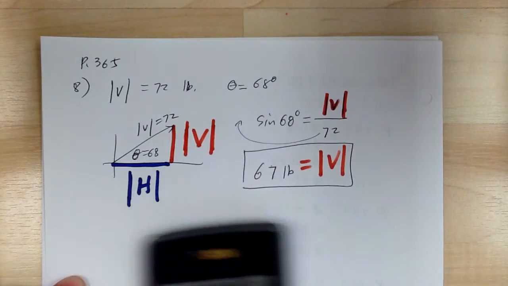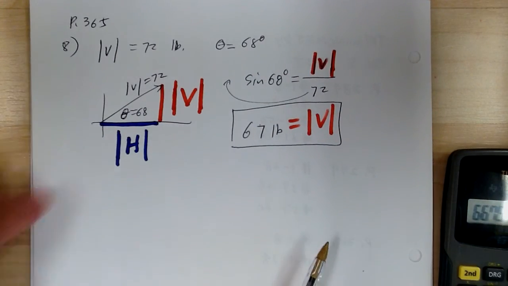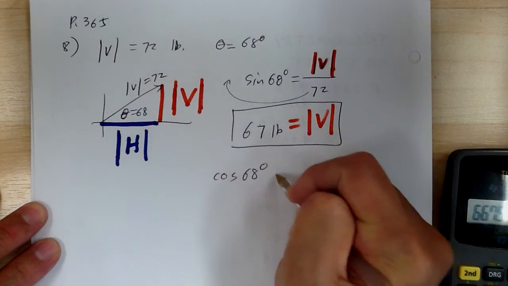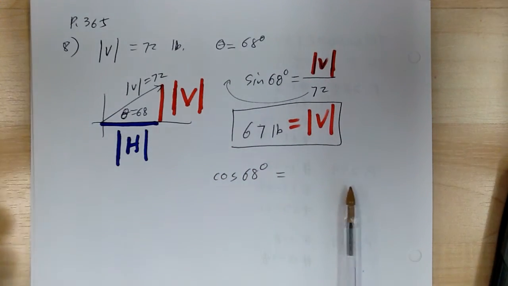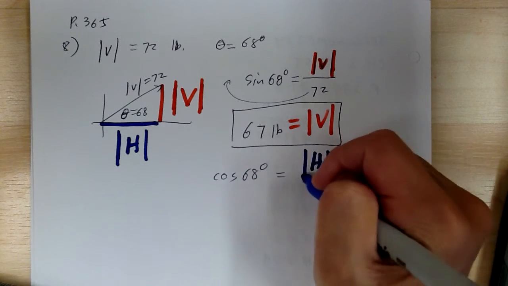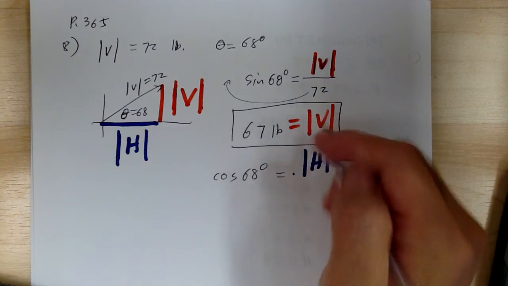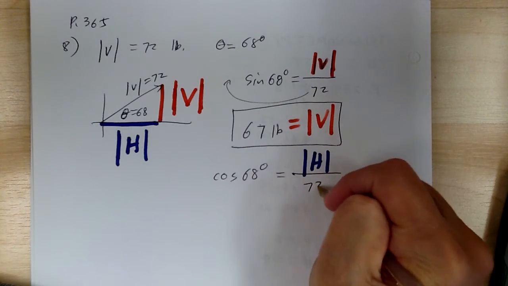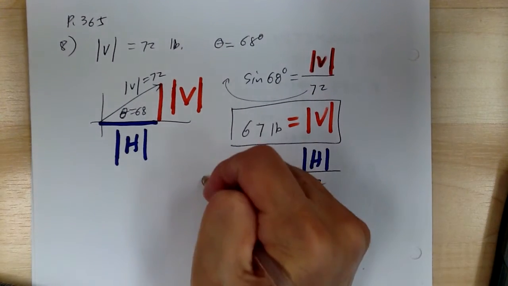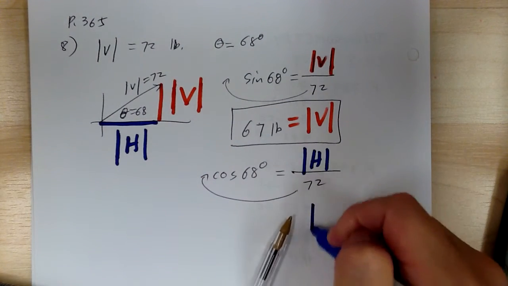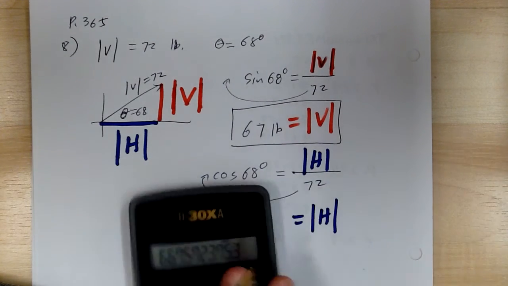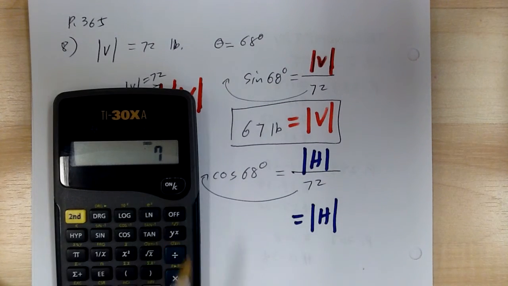Now let's go and figure out the horizontal. Horizontal is cosine, right? So you get cosine of 68 degrees equal to the horizontal over the hypotenuse, over 72. Again, just very basic trigonometry. Move this over here. So your horizontal equals, get the calculator, punching in all the numbers.